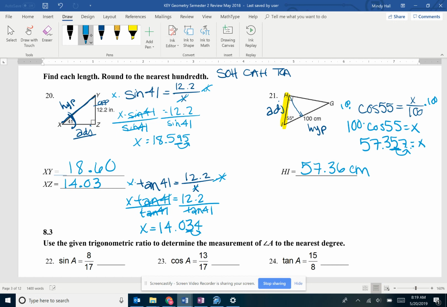And I realized I did not put units on any of these. Oopsie. So inches on number 20 and centimeters for number 21.